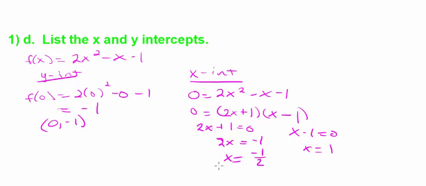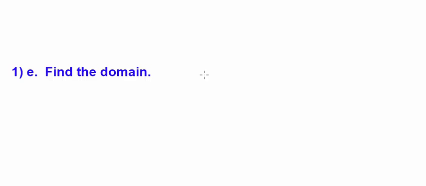So again, we have two x-intercepts in this case, the first one being (-1/2, 0) and the second one being (1, 0). Lastly, what I'd like to do with this problem is find the domain. So remember, domain is all allowable inputs, and sometimes it's maybe too all-consuming to think about what you can put into the variable x, and instead think about what you're not allowed to.